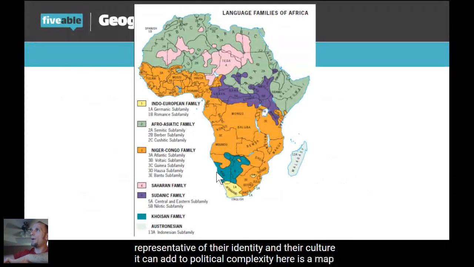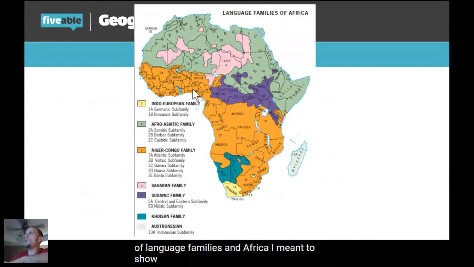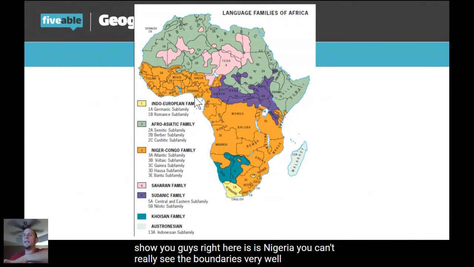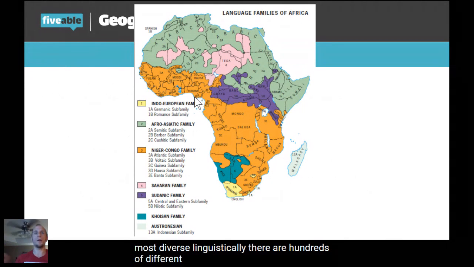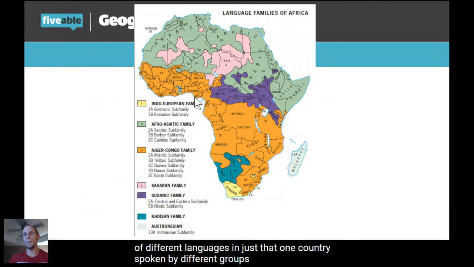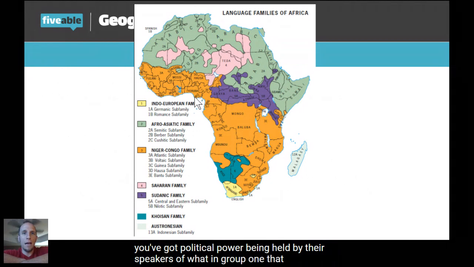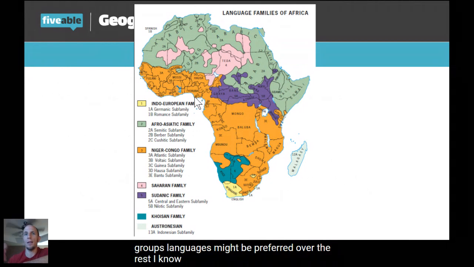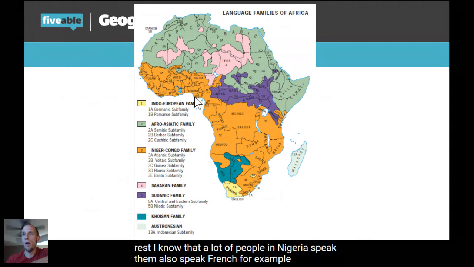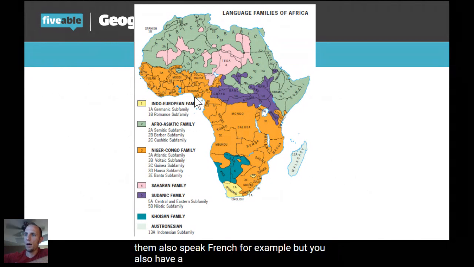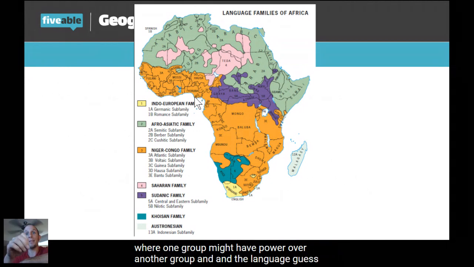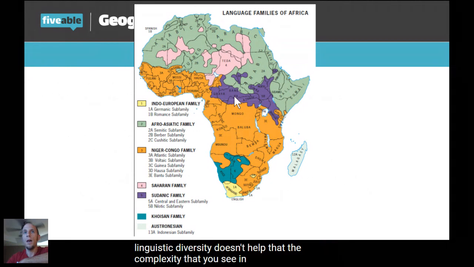Here is a map of language families in Africa. Right here is Nigeria. You can't really see the boundaries very well. It is the most populous African state, also one of the most diverse linguistically. There are hundreds of different languages in just that one country spoken by different groups. And you imagine that if you've got political power being held by the speakers of one group, that group's languages might be preferred over the rest. I know that a lot of people in Nigeria also speak French, for example. But you also have maybe a power play where one group might have power over another group, and the linguistic diversity doesn't help the complexity that you see in Africa.